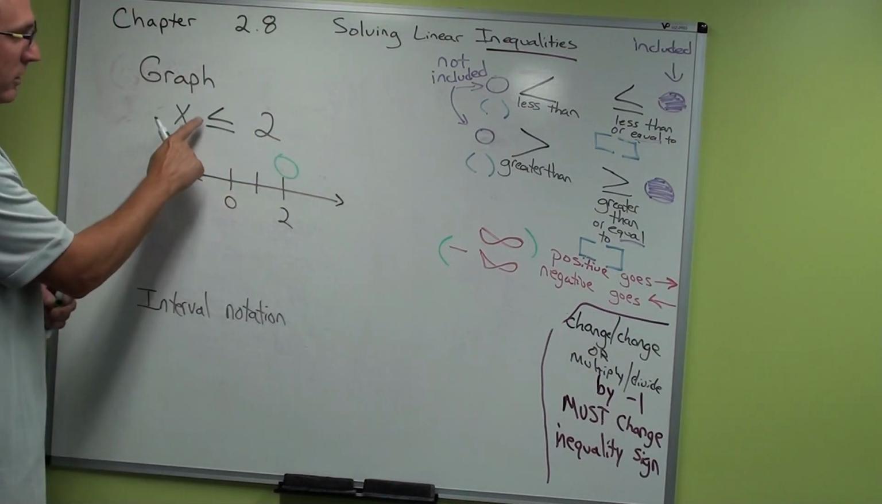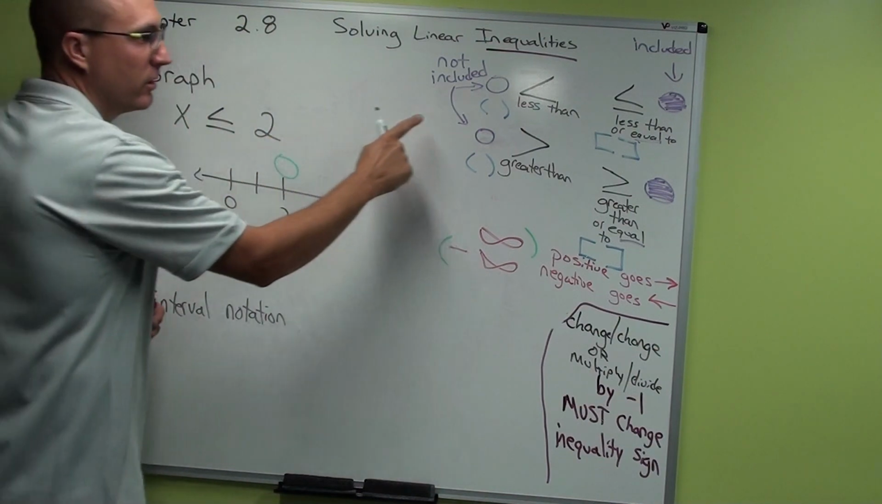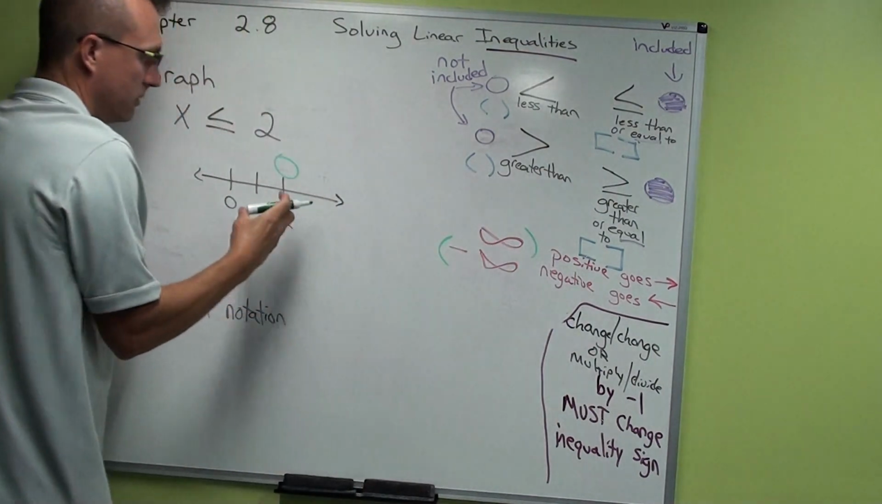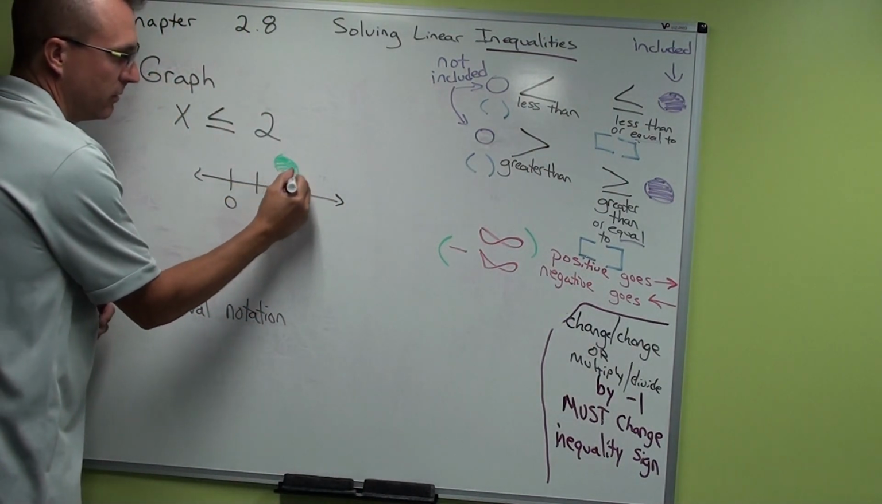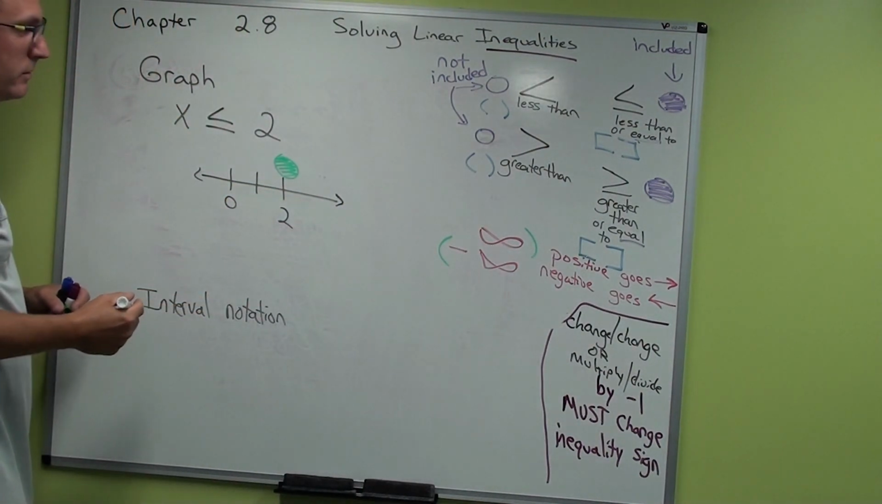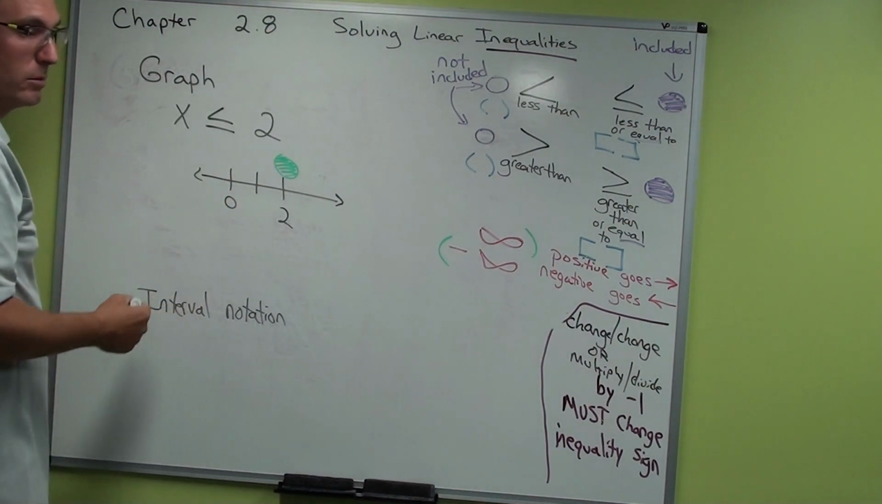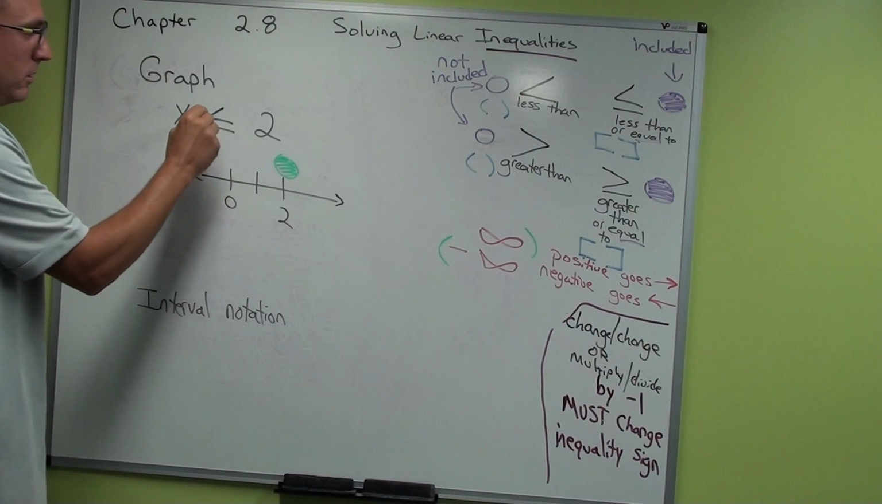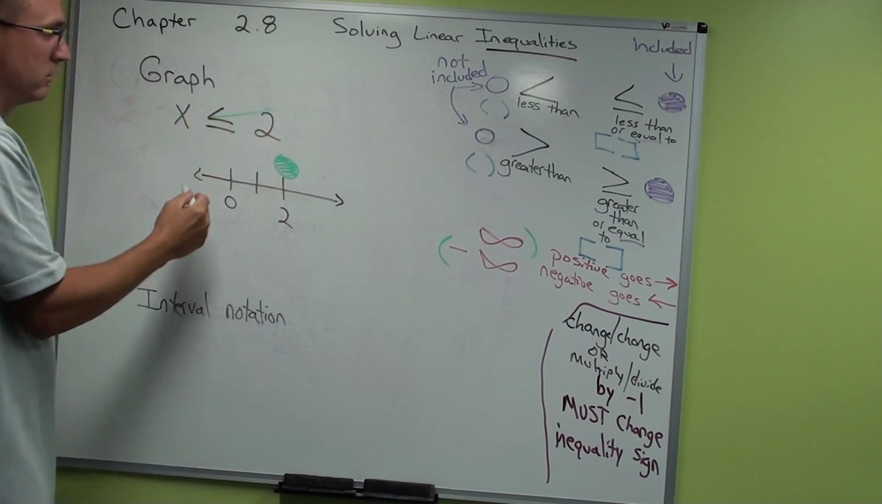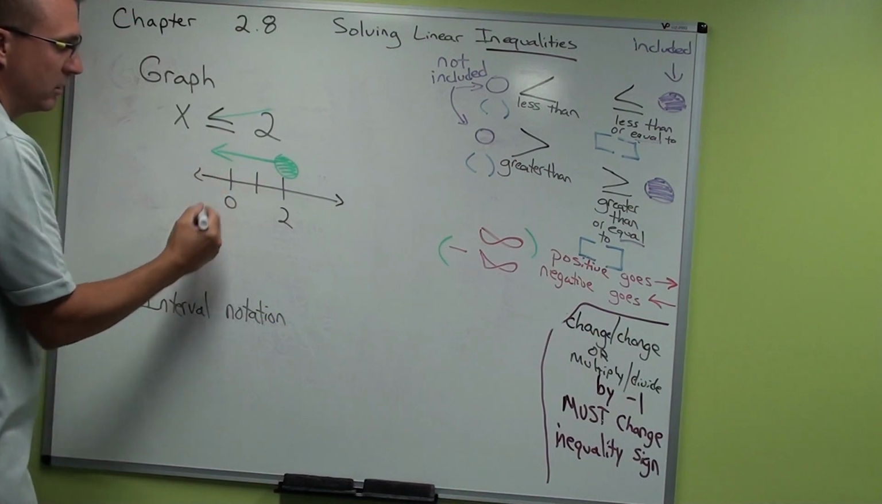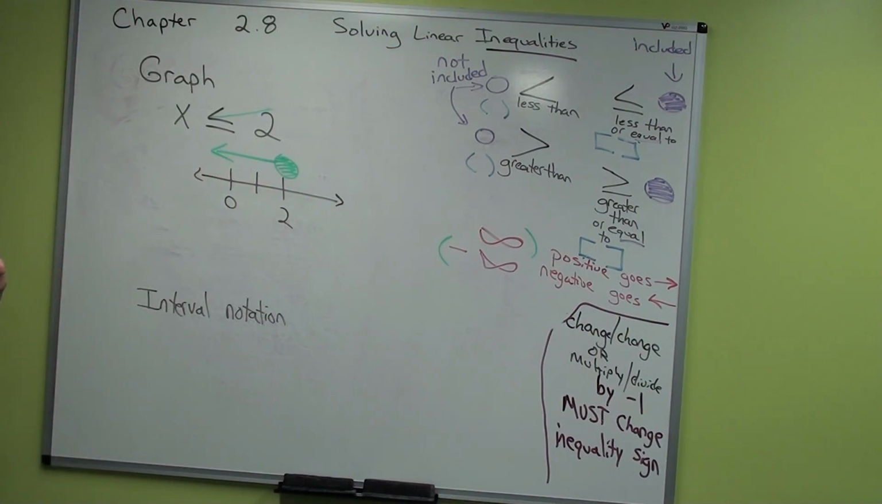Go over to your chart. This is less than or equal to. Less than or equal to gets an included circle. Fill it in. Now we need to make the arrow. Is the arrow going left or right? Well, take your pencil, make the arrow. Oh, it's going to the right. So we're going to go like this. Arrow's going to the right.